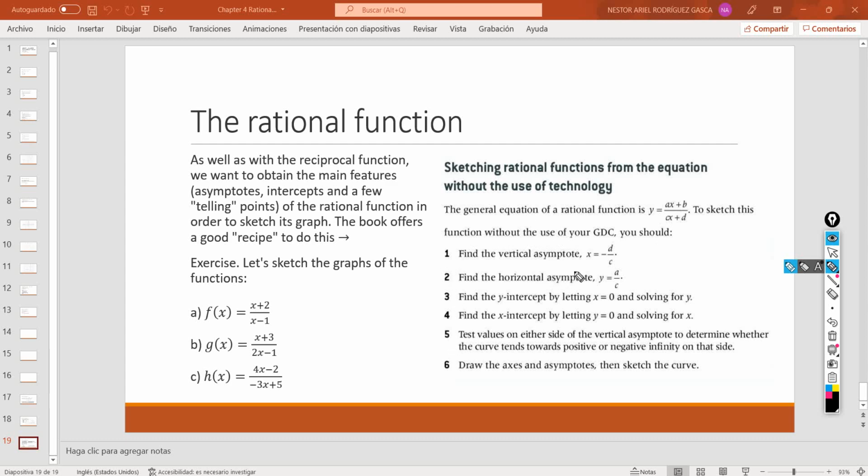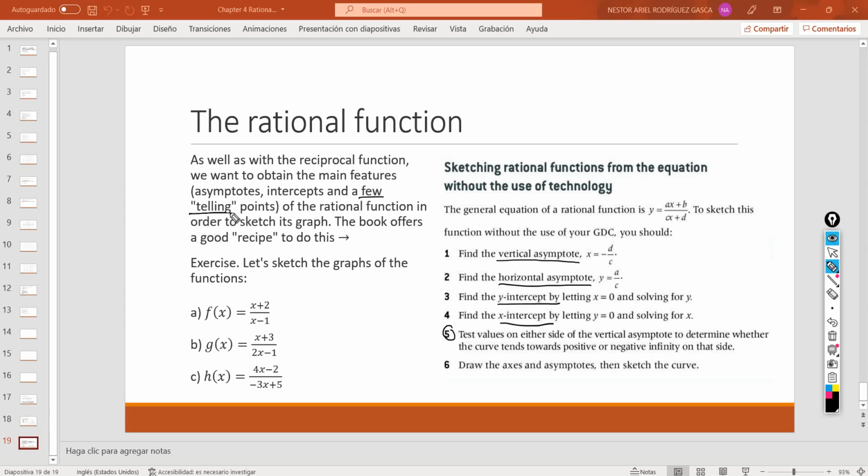which is pretty much what we have been doing for the reciprocal function, which is finding the vertical asymptote. I'm going to make a comment about this in a moment. Find the horizontal asymptote, find the y-intercept, find the x-intercept, and then number 5, test values on either side of the vertical asymptote to determine whether the curve tends towards positive or negative infinity on that side. And by this number 5, guys, what they mean is basically what I'm writing in here.